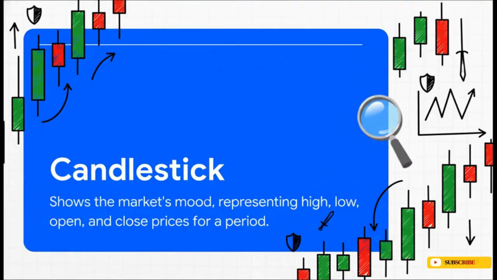Okay, so each one of these little bars you see is a candlestick. Just think of it like a quick snapshot of a battle between buyers and sellers over a certain amount of time. The thick part, that's called the body. It shows you where the price opened and where it closed. And those little thin lines sticking out, we call those wicks, and they show the highest and lowest prices that were hit during that time period.